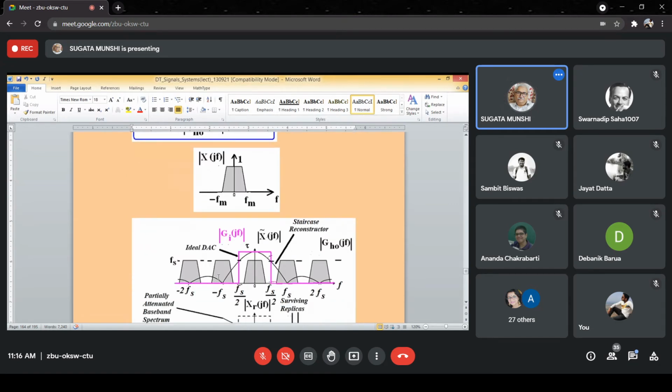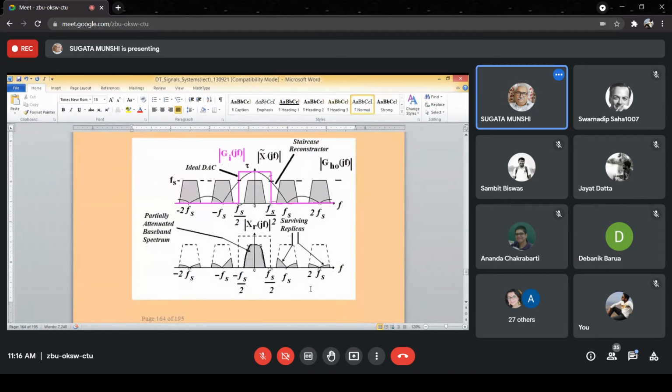So those infinite number of images, the baseband spectrum together with this infinite number of images, are to be multiplied with this staircase reconstructor amplitude response. The magnitude of the sinc function is to be multiplied with this infinite number of replications. What will be there? So this is what I have labeled as the magnitude spectrum of the output of the zero order hold.